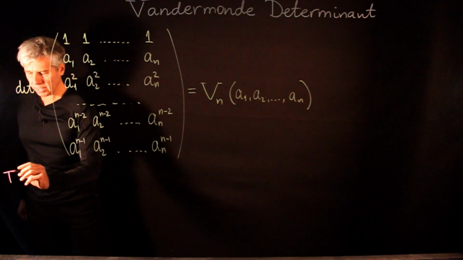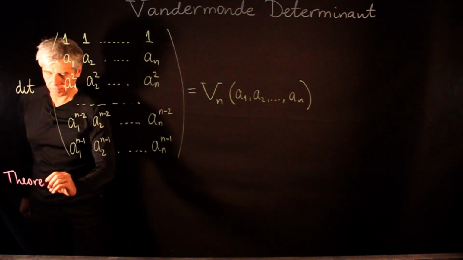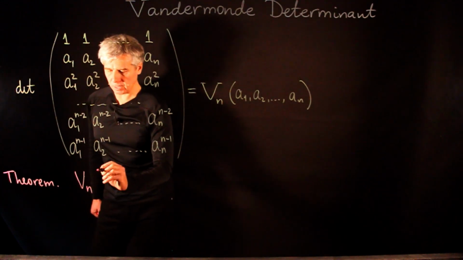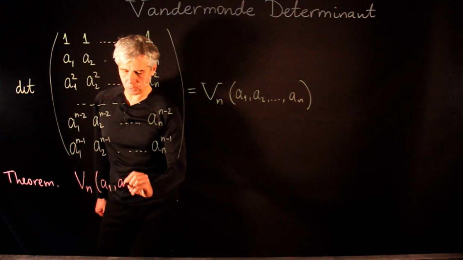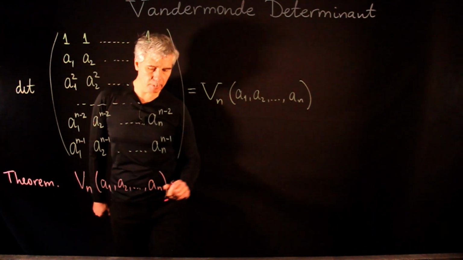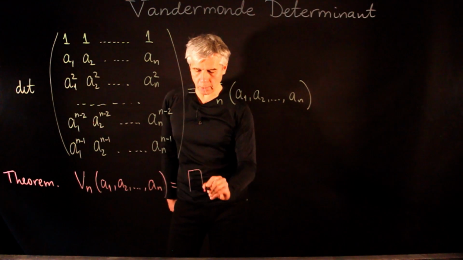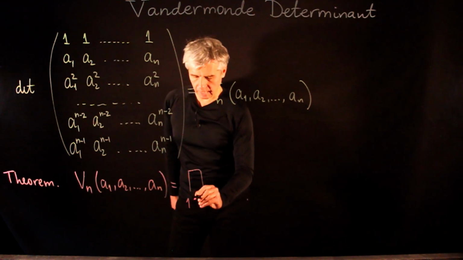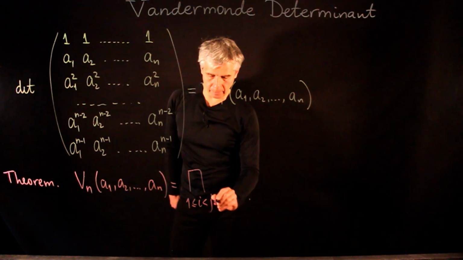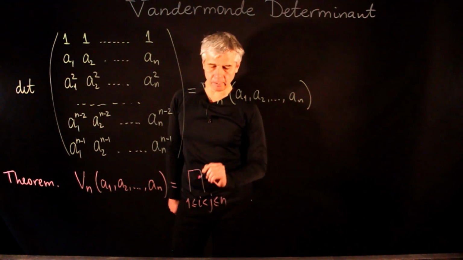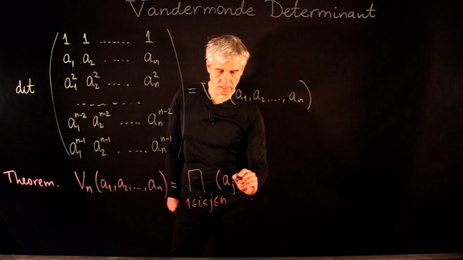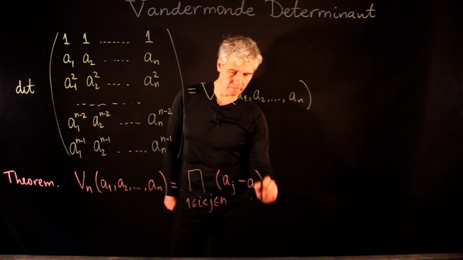We state the following theorem, that the value of this determinant, Vn of a1, a2 up to an, is given by the following formula. We take the product over i and j that range from 1 to n, with i being less than j, and here we take aj minus ai.